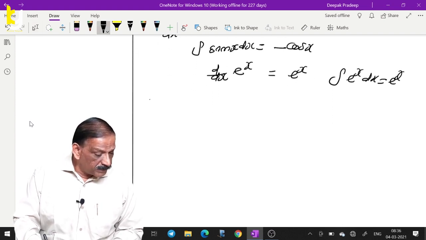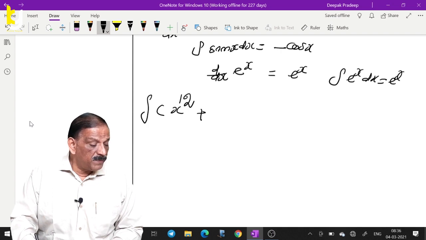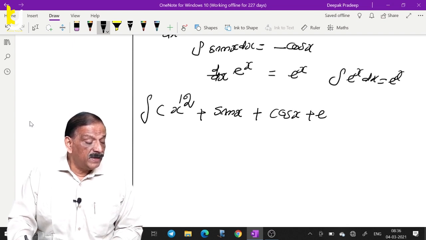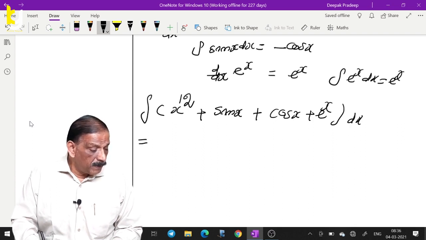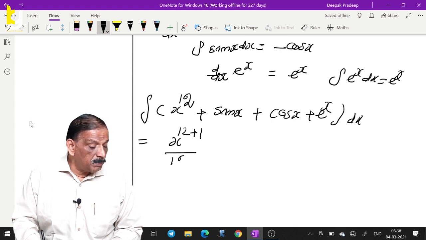That is integral of x raised to 12 plus sin x plus cos x plus e to the power of x dx. That is equal to x to the power of 12 plus 1 divided by 12 plus 1.